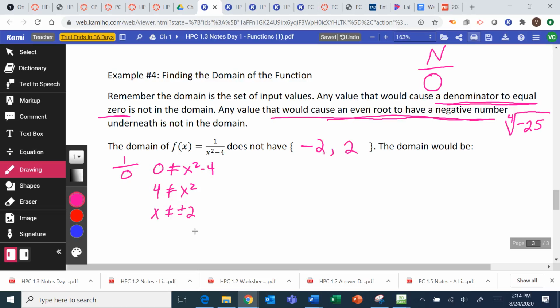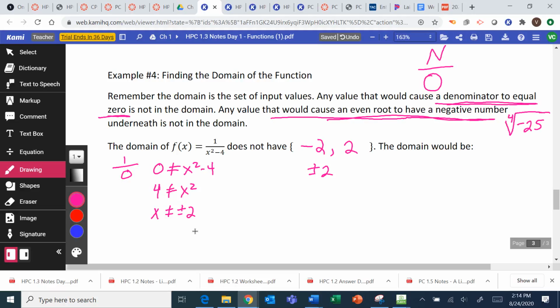Unfortunately, on Canvas, I can't write plus minus 2, so we just have to separate them and put them in order from negative 2 to positive 2 if we need to write stuff like this in Canvas, sorry. So the domain, using interval notation, would be all real numbers except for these two numbers.